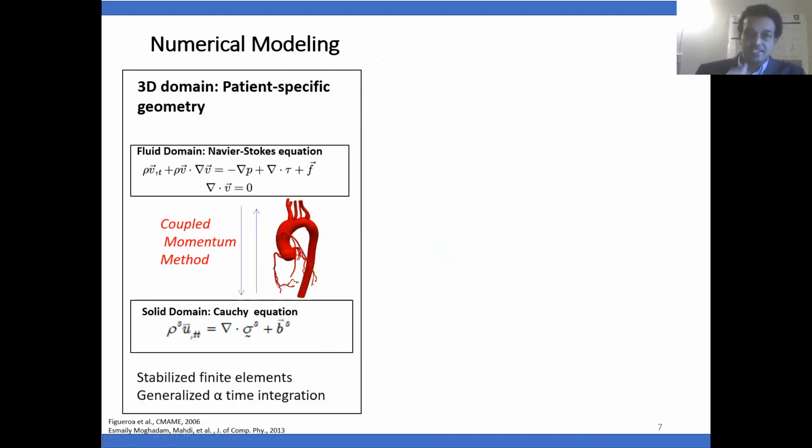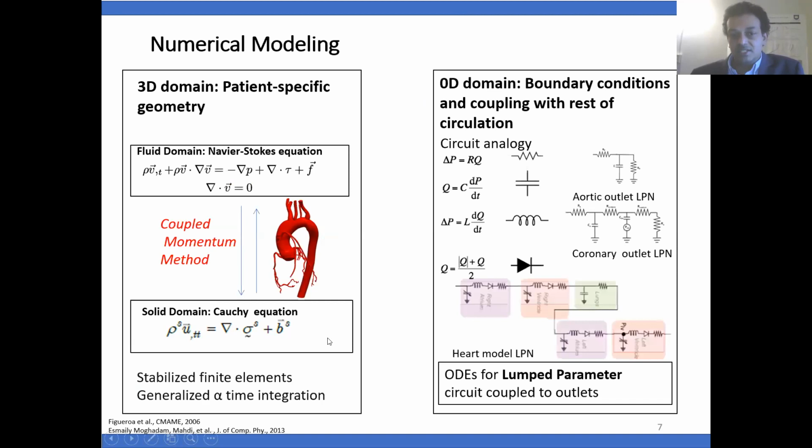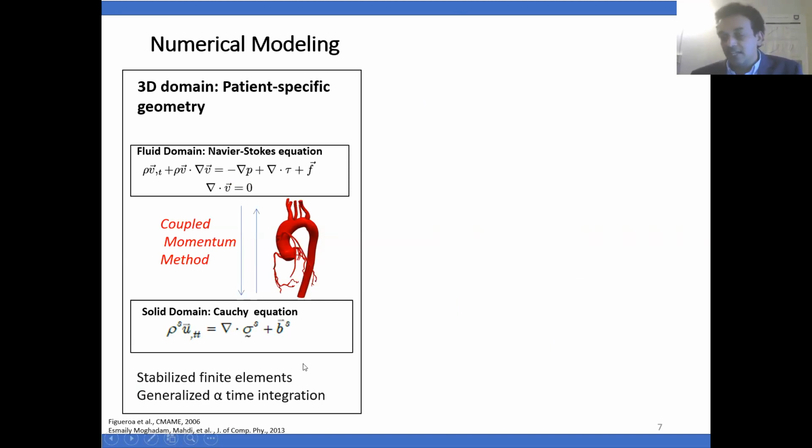Now getting into the details of the numerics and the modeling, for the fluid domain, we solve the incompressible Navier-Stokes equations. It's in full glory here. And for the solid domain, we use this Cauchy equation, which is standard linear elasticity. And we have this coupled momentum method where the tractions from the solid domain enter the weak form of your fluid domain as a traction boundary condition. And you have a strong coupling at the interface in the sense that the velocities and the displacements are strongly coupled at the fluid solid interface.